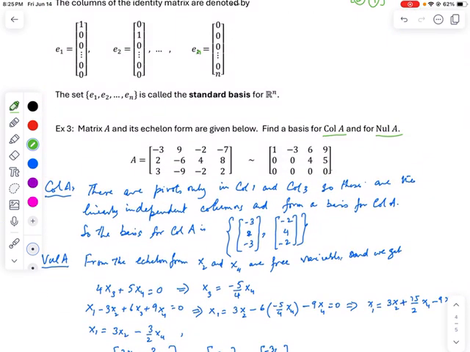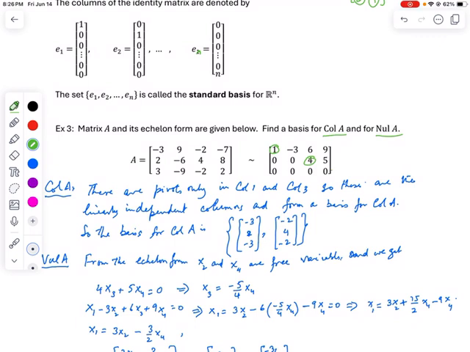The null space requires more work. So what we are looking for is how many columns have a pivot in them. If you look at this matrix in the echelon form, we have a pivot here, and then we have the pivot here. So we have the pivot in the first and the third column. So it means the first and the third column are linearly independent.